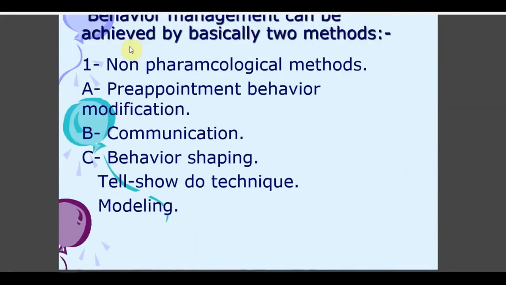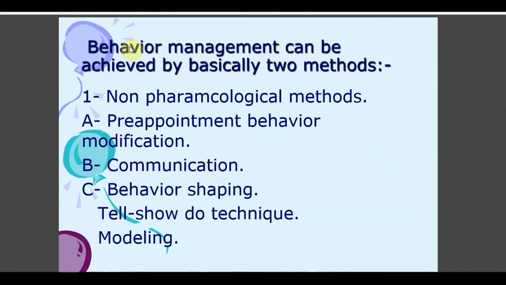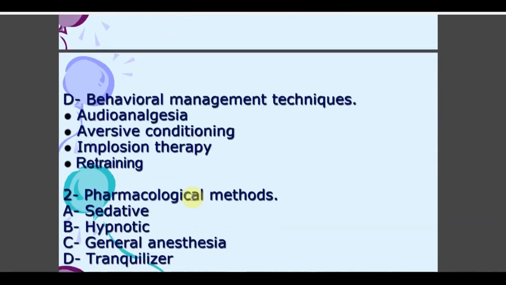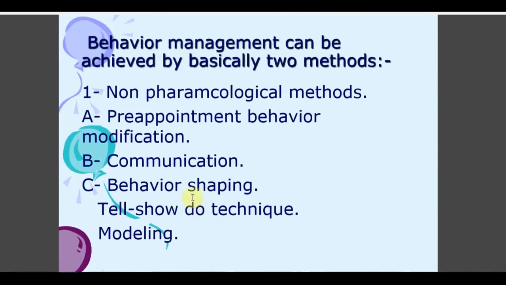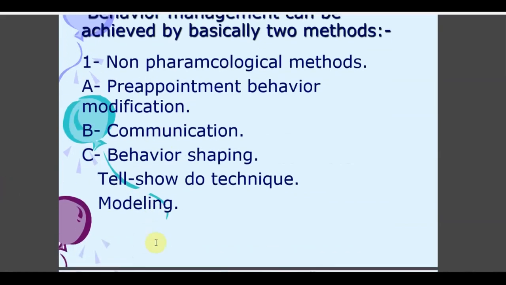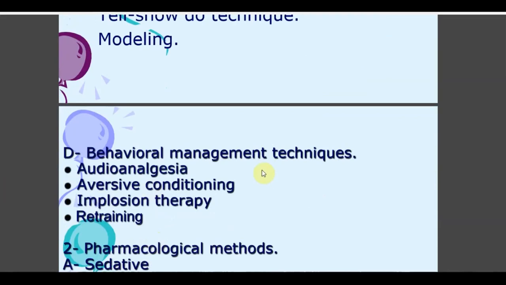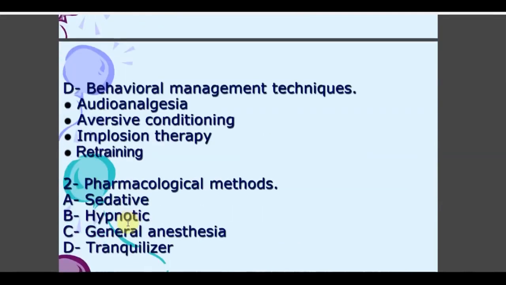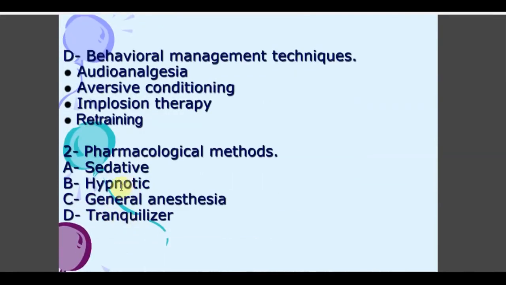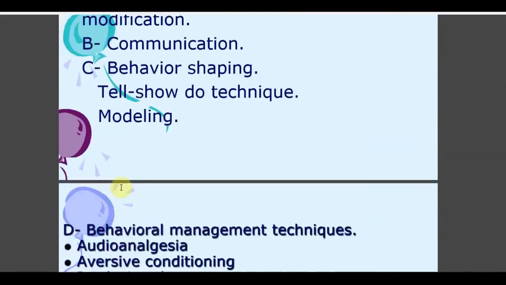So we have basically two types of management. One is non-pharmacological methods and another one is pharmacological methods. We are mainly concentrating only on the non-pharmacological methods. The first one is behavior modification, appointment-wise communication, behavior shaping by tell-show-do technique or modeling, and behavior management using audio analgesia, aversive conditioning, implosion therapy, and retraining. Pharmacological methods are sedatives, hypnotics, general anesthesia, and tranquilizers.